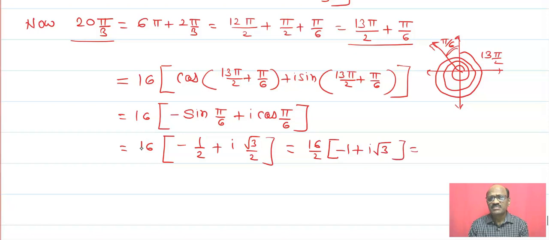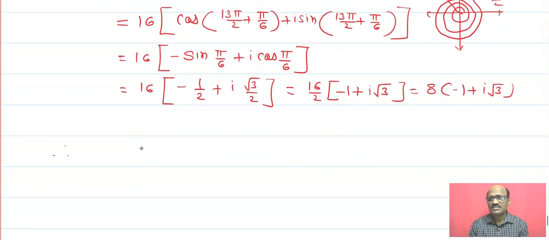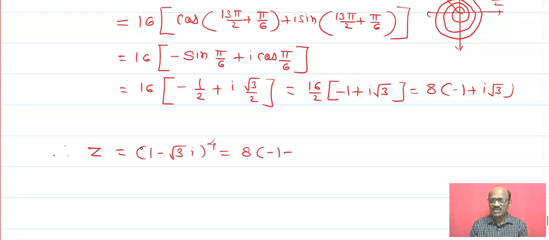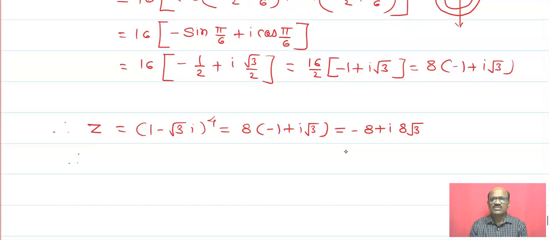Therefore, 16 in bracket minus sine of pi by 6, and i times sine of 13 pi by 2 plus pi by 6, sine is positive in the second quadrant and the function changes. Therefore, it is replaced, that is i times cos of pi by 6. Now, what is the value of sine of pi by 6? It's 1 upon 2, and cos of pi by 6 is root 3 upon 2. Now, take 2 as common, that is 16 upon 2 in bracket minus 1 plus i root 3, that is 8 in bracket minus 1 plus i root 3.